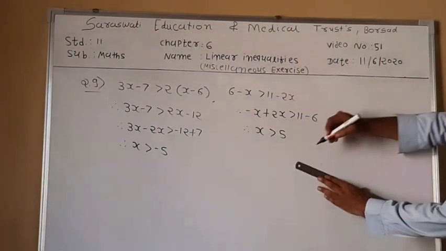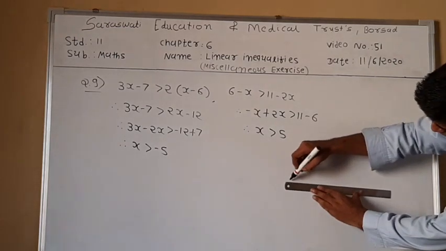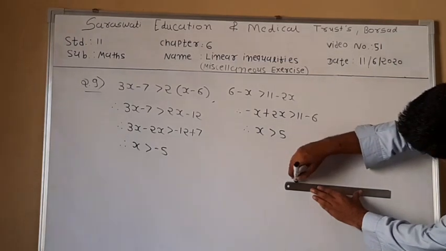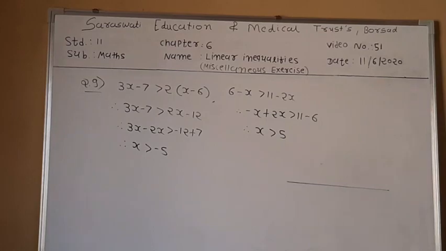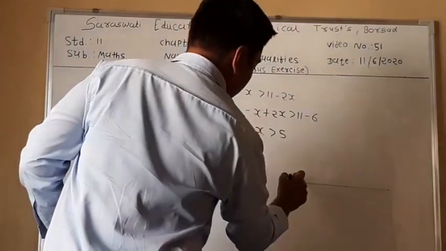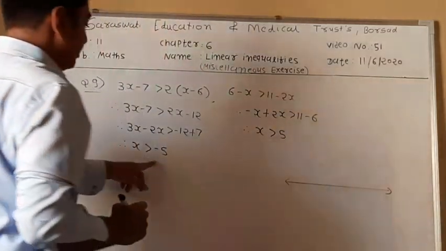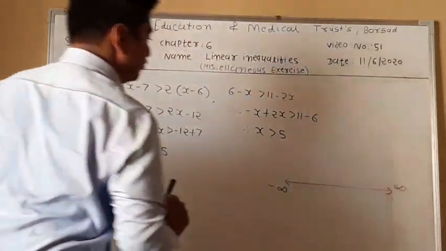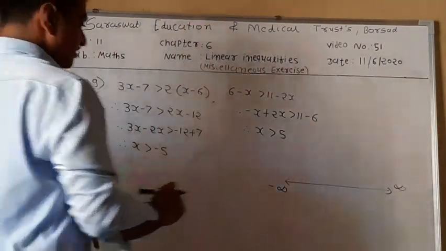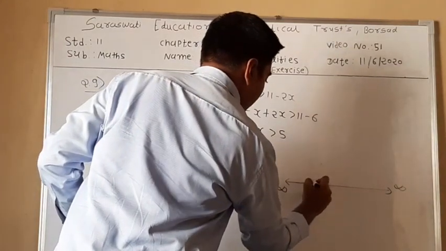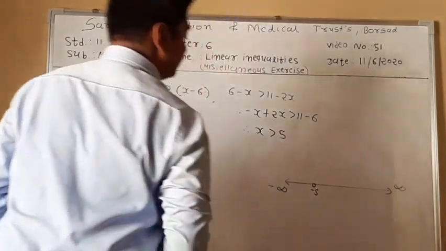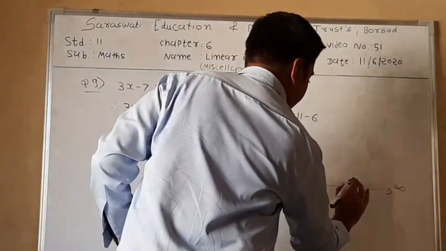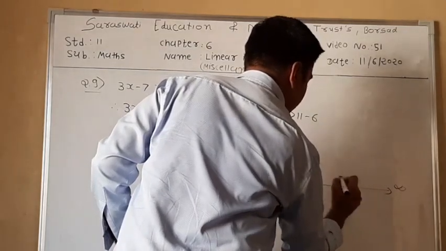So let us understand it on the number line. Here we write minus infinity, and here infinity. The position of minus 5 we can represent here. Since it is strictly greater than, we draw an open circle at minus 5, and here 5 is present, so here we draw an open circle.